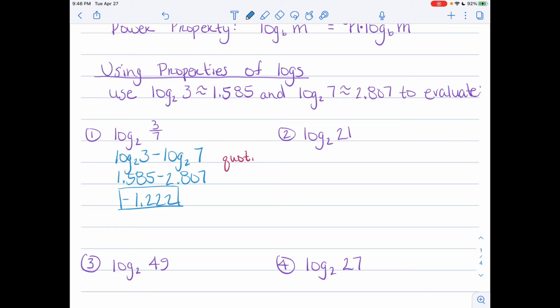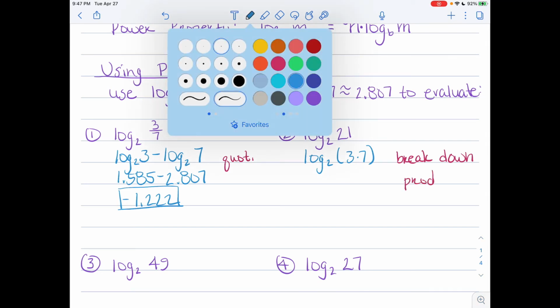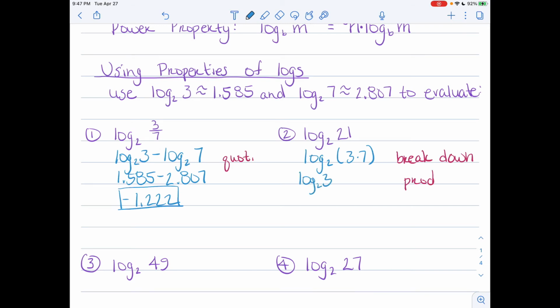Let's look at the second one. We have log base 2 of 21. Well, I don't know what the log base 2 of 21 is. However, I notice that 21 is the same thing as 3 times 7. So I'm going to break that 21 into two parts, a 3 and a 7. Once I break this down into 3 times 7, then I can see that I can use my product property, because that says that log base 2 of 3 plus log base 2 of 7 is the same thing as log base 2 of 3 times 7. Now I know what each of those is, and I can just substitute 1.585 plus 2.807, and when you put that in your calculator or just do it by mental math, 4.392 is my final result.